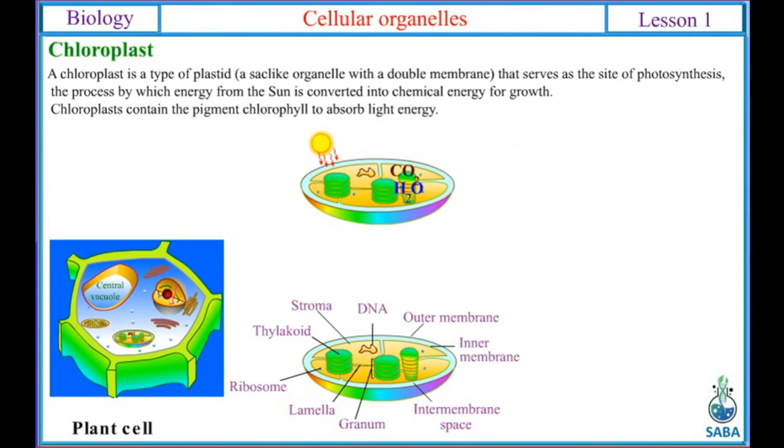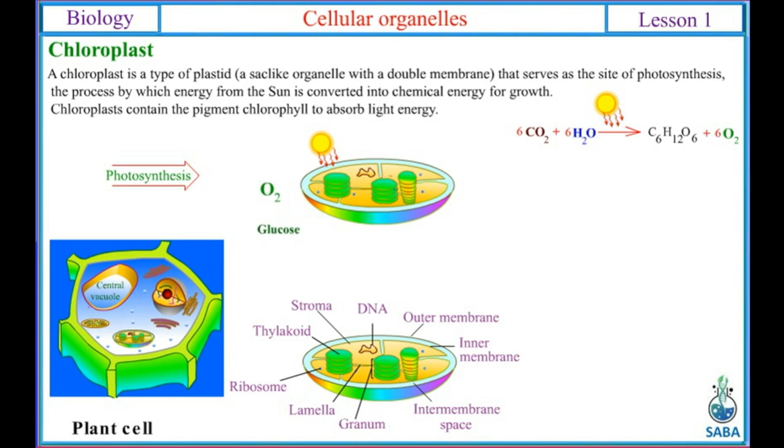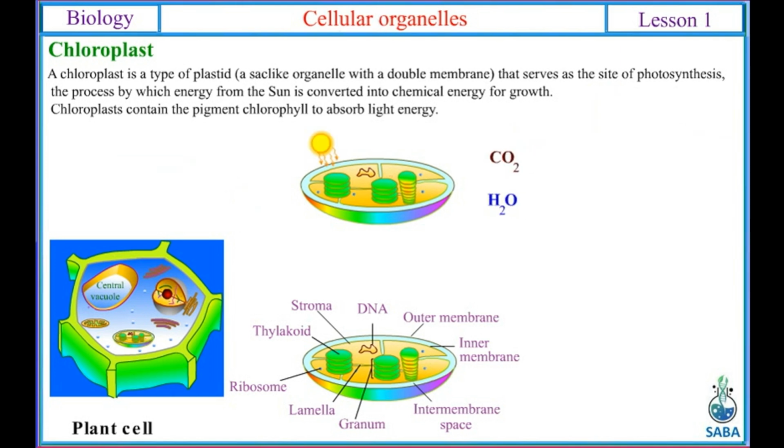Chloroplast. A chloroplast is a type of plastid, a sac-like organelle with a double membrane that serves as the site of photosynthesis, the process by which energy from the sun is converted into chemical energy for growth. Chloroplasts contain the pigment chlorophyll to absorb light energy.